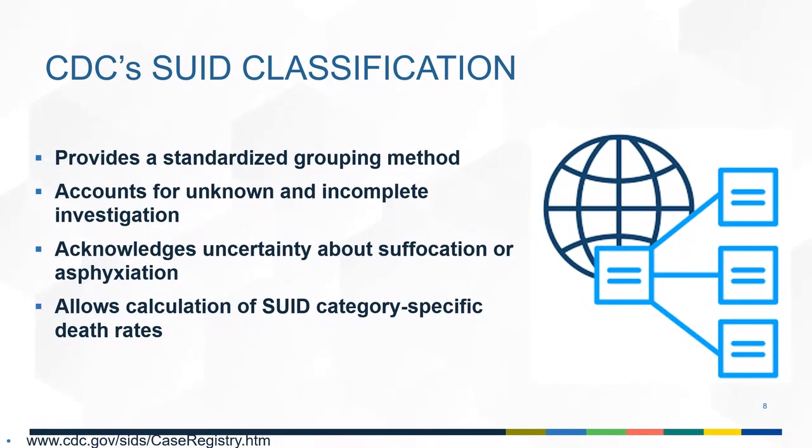The SUID classification algorithm also allows for calculation of population-based incidence for each type of SUID based on the standardized grouping, thus allowing for more consistent comparisons of different types of sleep-related infant deaths. It is important to note, however, that the classification system was not intended to reclassify the official cause of death.